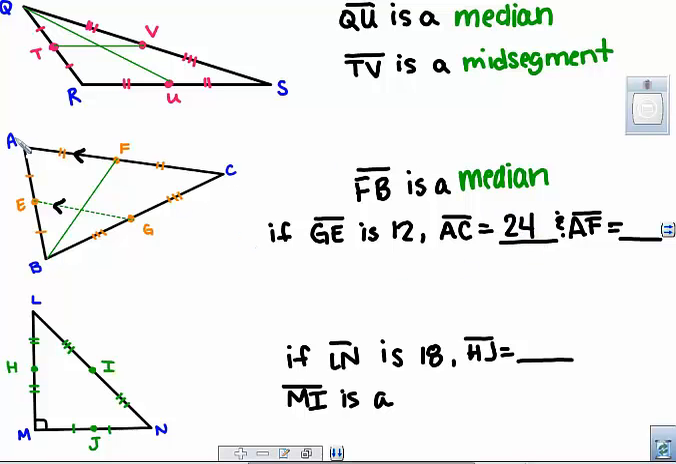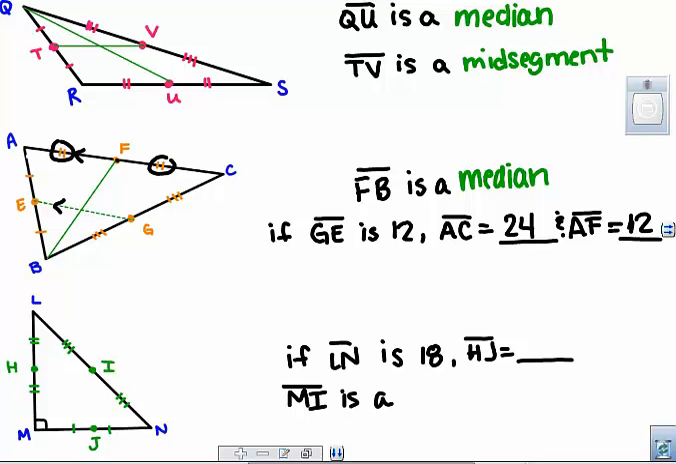Then AF, well notice this has 2 and 2. F is the midpoint, it's cutting it in half. So if it's 24 all the way across, AF would also be 12. So the two halves of that third side are going to be equal to the mid-segment.